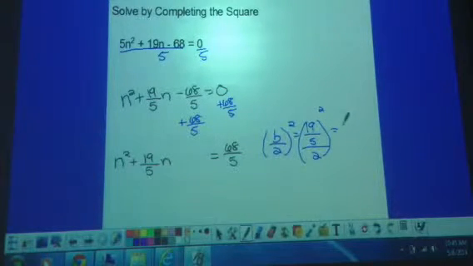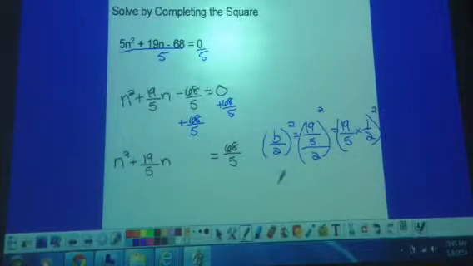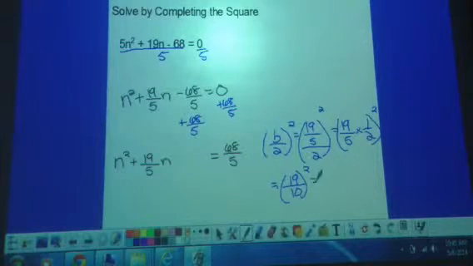When you're dividing with fractions, it's the same thing as multiplying by the reciprocal. I'm going to multiply by 1/2 and square it. So that's going to be 19 over 10 squared. And we're going to get a big number, but that's quite all right. 19 squared is, let's see, 361 over 100. I'm just going to leave it like that. So I'm going to add 361 over 100 to each side.